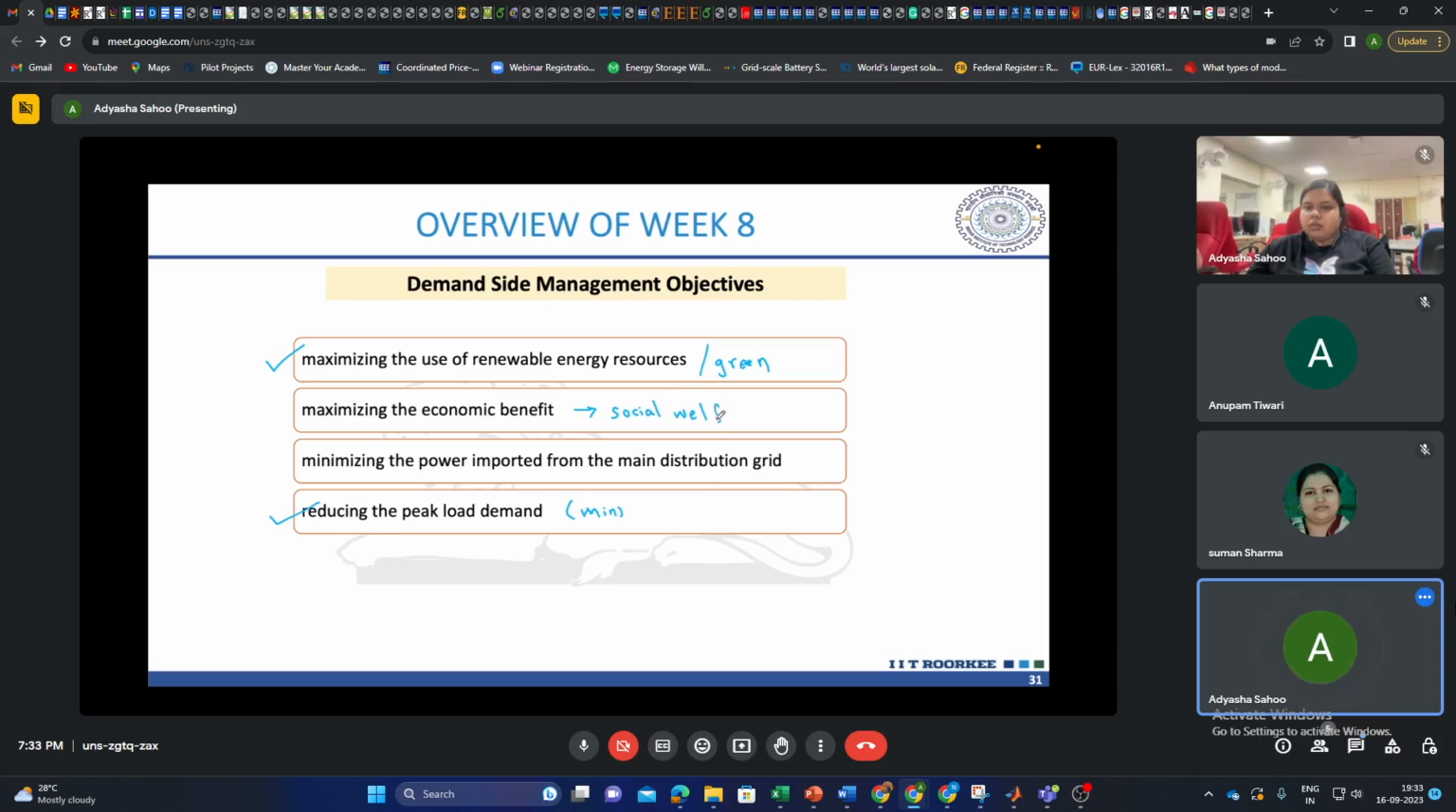So social welfare is computed basically as the revenue that is generated minus the cost. So this is the social welfare. So always we will try to maximize this.